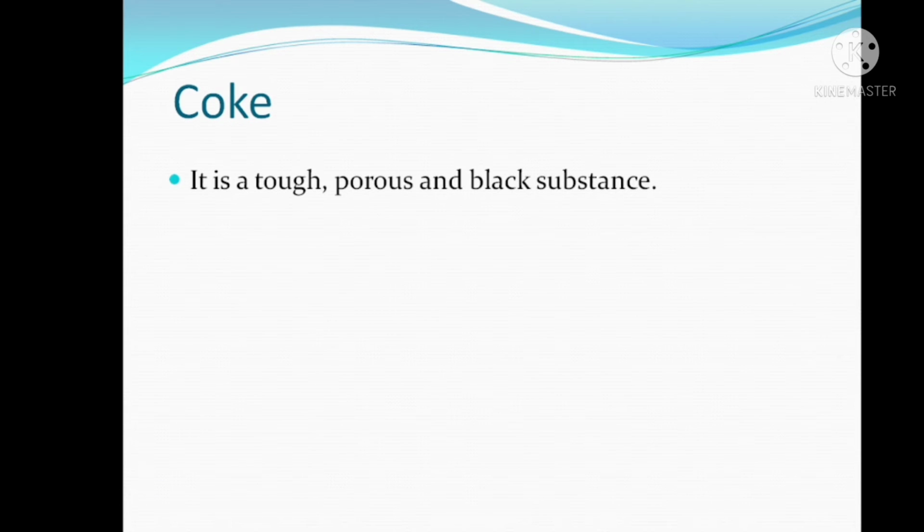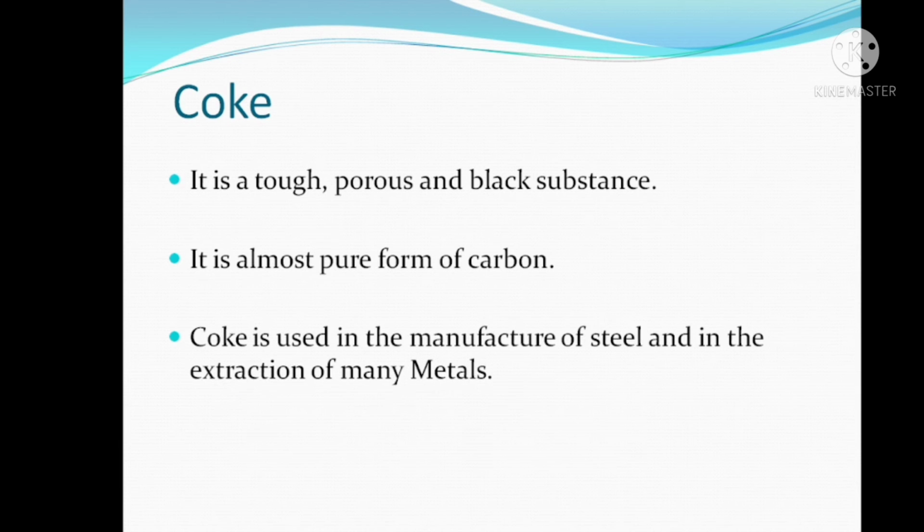Let's see what coke is. It is a tough, porous and black substance. Here we'll see the examples also. It is almost pure carbon. Coke is used in the manufacture of steel and in the extraction of many metals. That means we can convert coal into coke, and coke is basically useful for manufacturing different kinds of metals.